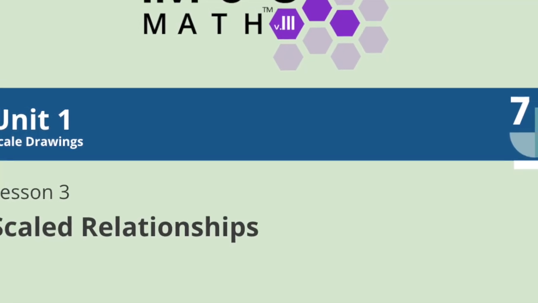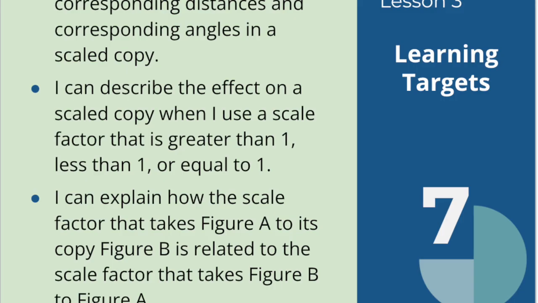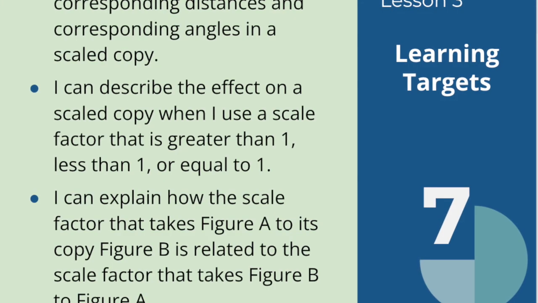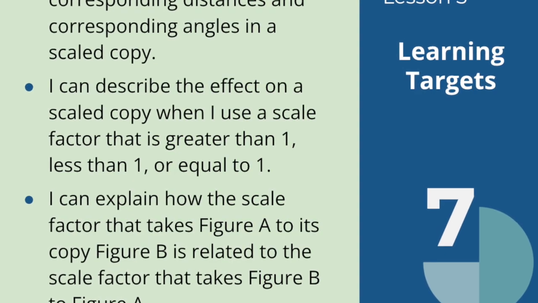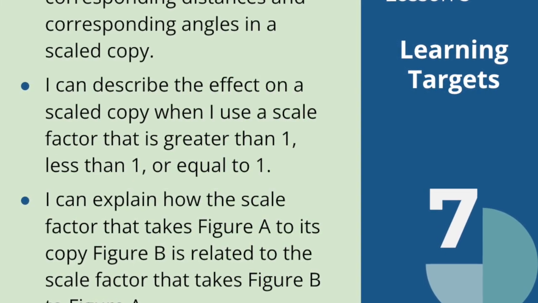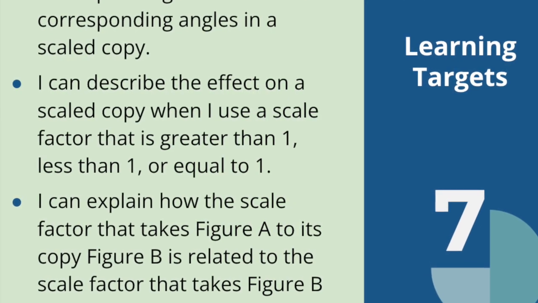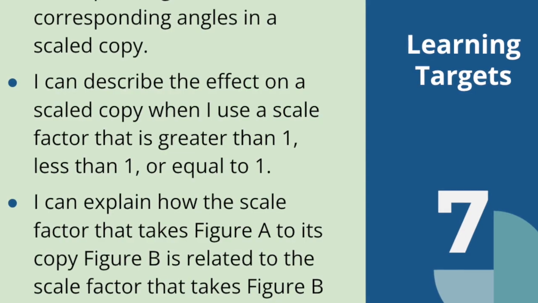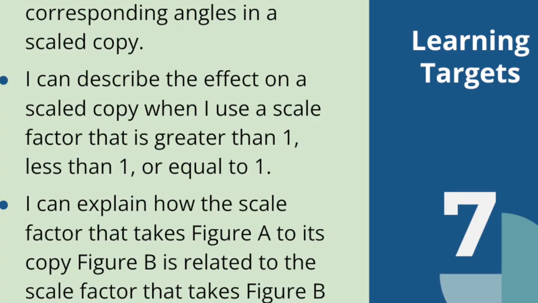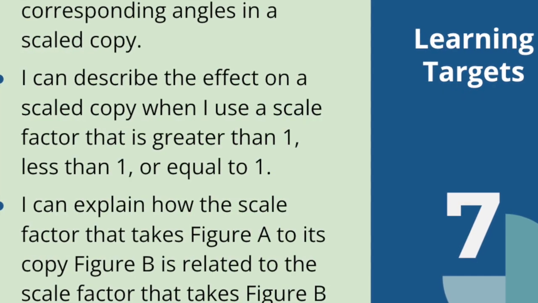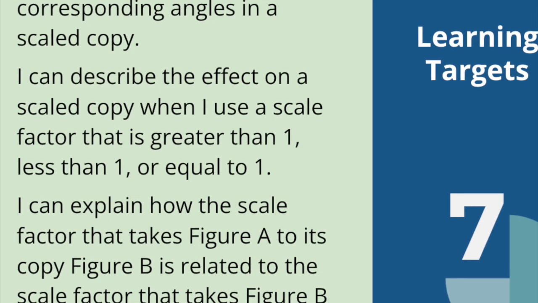Today we were looking at Unit 1, Lesson 3, Scaled Relationships. Our goals for this lesson: I can reason about the corresponding distances and corresponding angles in a scale copy. I can describe the effect on the scale copy when I use a scale factor that is greater than 1, less than 1, or equal to 1. And I can explain how the scale factor that takes figure A to its copy, figure B, is related to the scale factor that takes figure B to figure A.